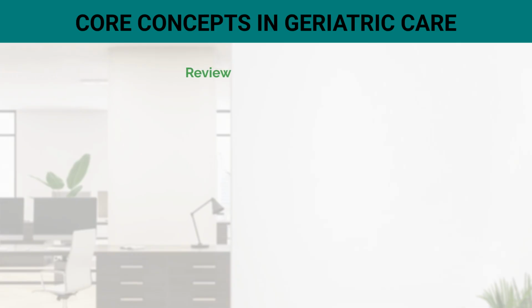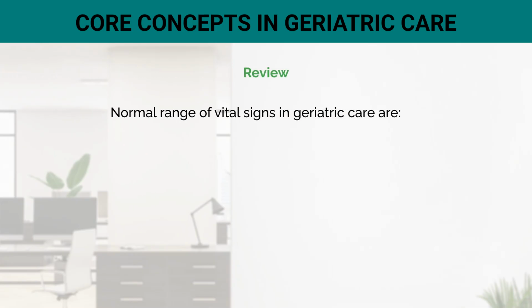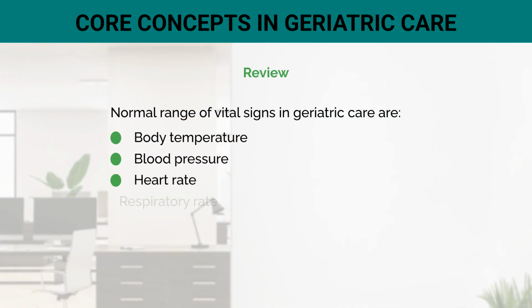Last session, we discussed the normal range of vital signs in geriatric care, such as body temperature, blood pressure, heart rate, respiratory rate, and orthostatic hypotension.